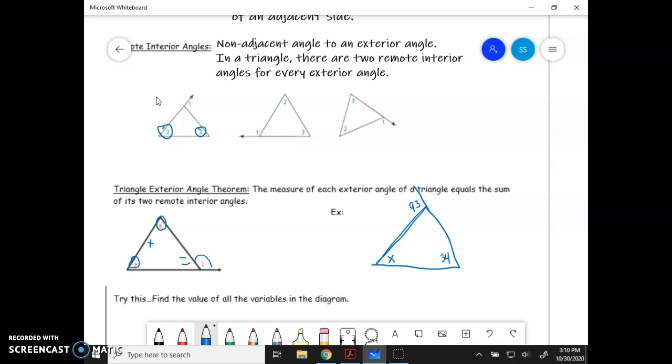Well, all we have to know is that this angle and this angle have to add up to equal this exterior angle. So all we have to do is set up an equation. X plus 34 has to equal 93. And I wrote 94, sorry. Then we solve that equation by subtracting 34 on both sides, and we get X is equal to 59.